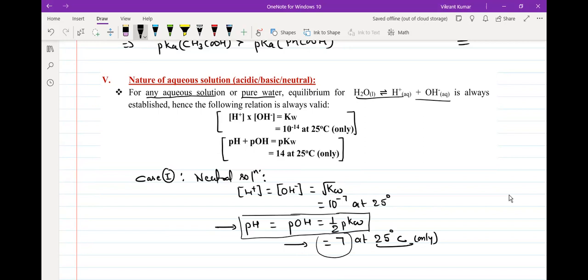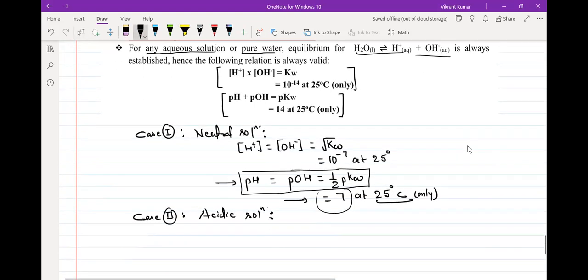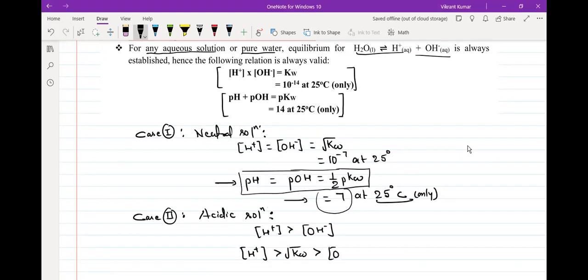Is it okay? And that's why for case 2, in which a solution is acidic, what should be greater and what should be lesser? In an acidic solution, the concentration of H+ should be greater. Now if H+ is greater, look, when both were equal, both were root Kw. The one which has become greater than OH-, then H+ has to be more than root Kw and OH- has to be less than root Kw. Just I am giving you an example.